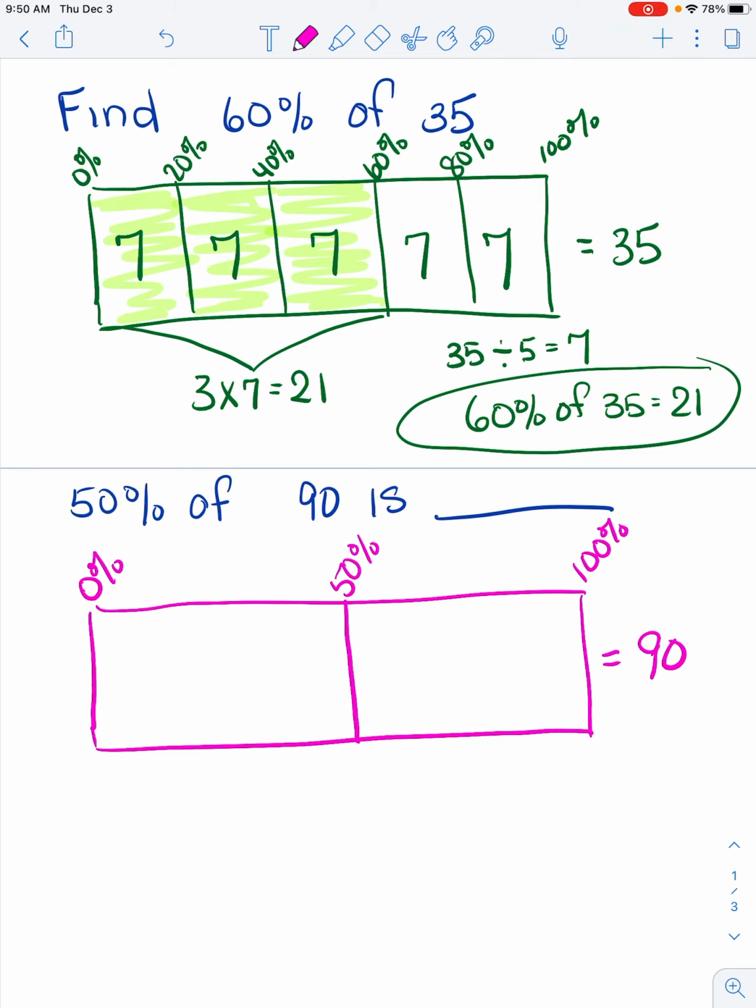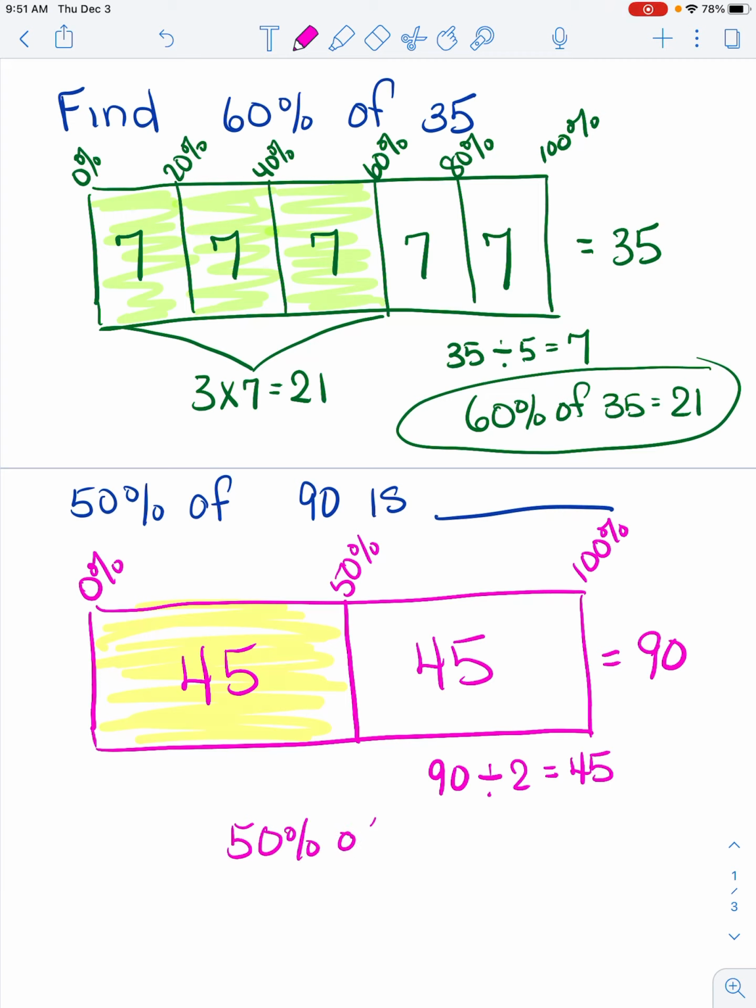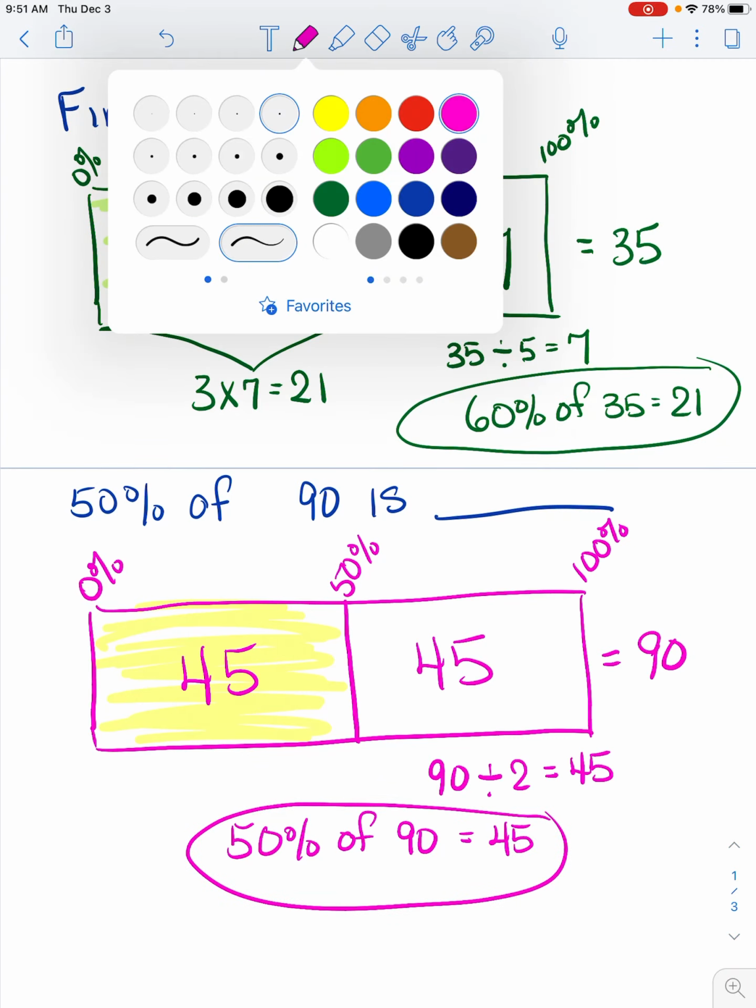Okay, how do I find what goes in each box? Same thing. I have to divide 90 evenly between 2 boxes, so each box is going to be 45. Okay, and what am I interested in? I'm interested in 50%, and so there's only one box. 50% of 90 equals 45. And there we go.